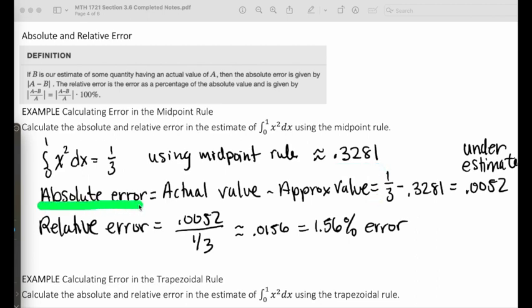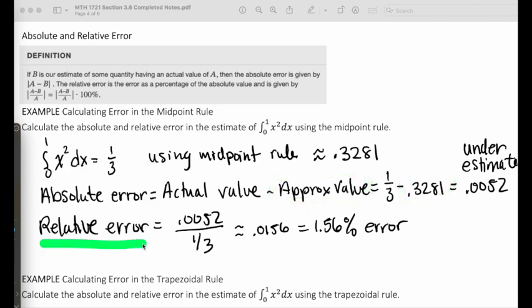So to find the absolute error, we're going to take the actual value minus the approximate value. So I'm going to take 1/3 minus our approximation, and we get that there's an error of 0.0052. Now, because this came out to be positive, I know that the actual value is bigger than the approximate value, which means that our approximation is an underestimate.